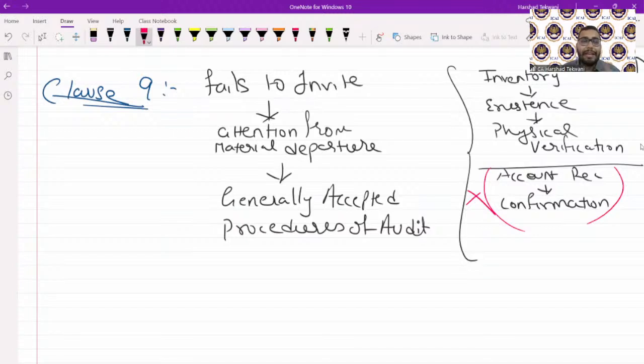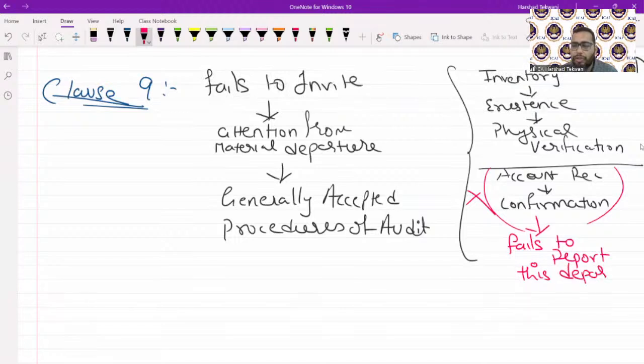Now, if he does not follow an audit procedure, that doesn't mean he is liable under clause 9. He will be liable under clause 9 when he fails to report this departure. When he fails to report this departure, he will be held guilty under clause 9. I hope it is clear. Any doubts till now? No? Okay.